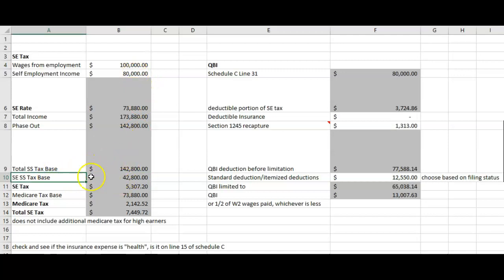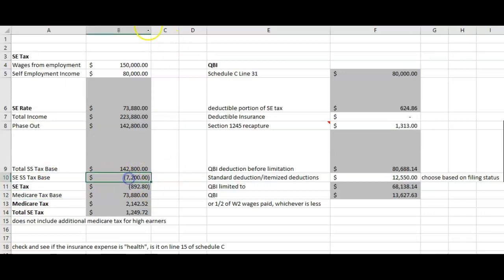So only $42,000 of self-employment income is going to be subject to the Social Security tax, because they've already paid Social Security tax through their employment on the other $100,000, and since it caps out at $142,800, they only are responsible for Social Security taxes on their self-employment income up to $142,800. If they made $150,000 in wages, then they're not going to have to pay any Social Security taxes.